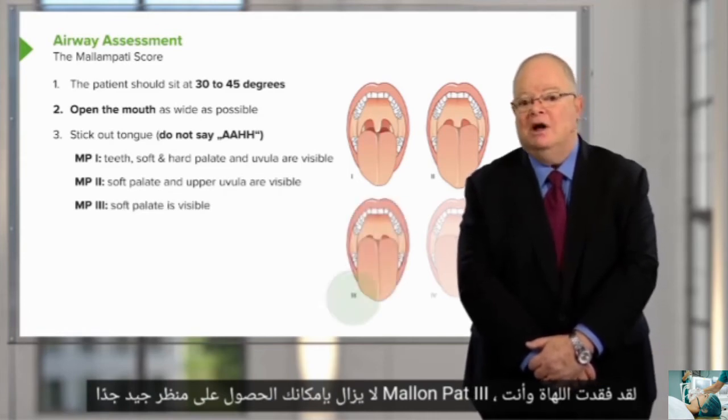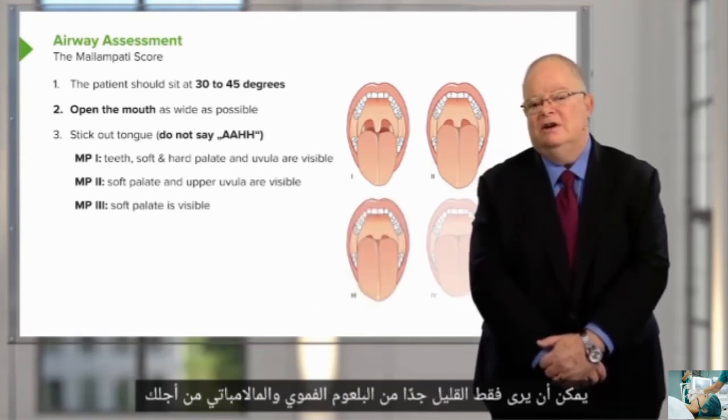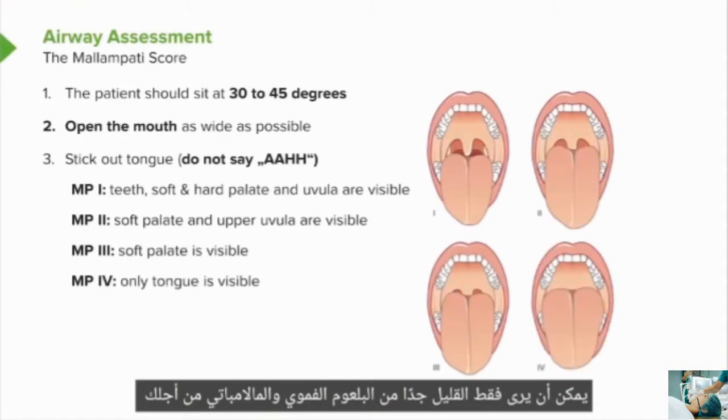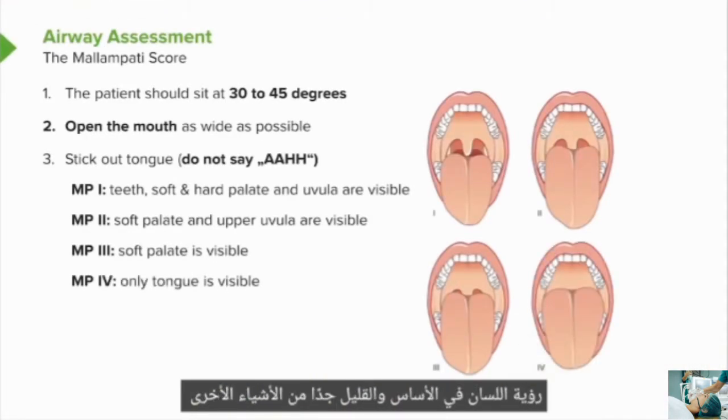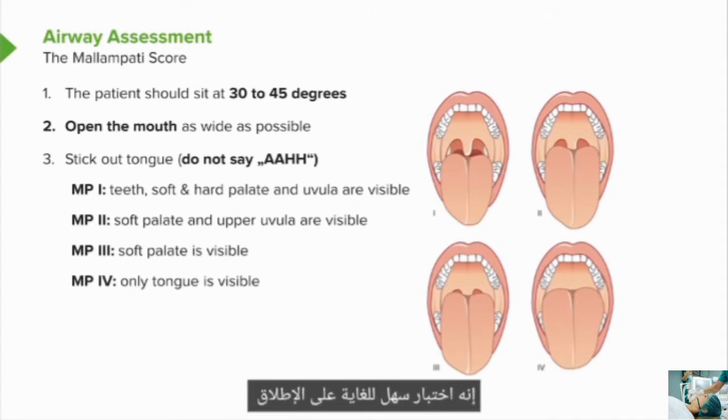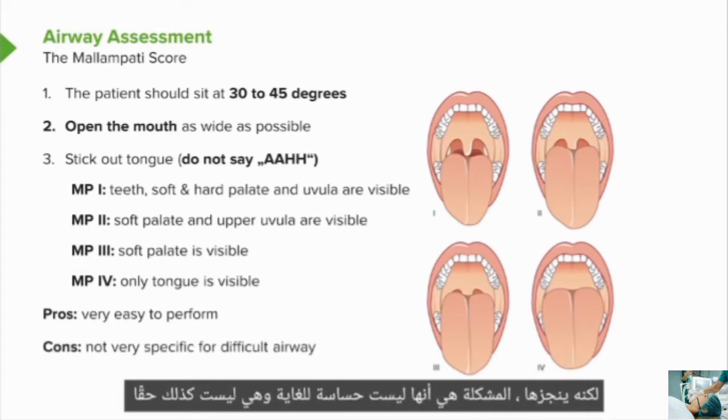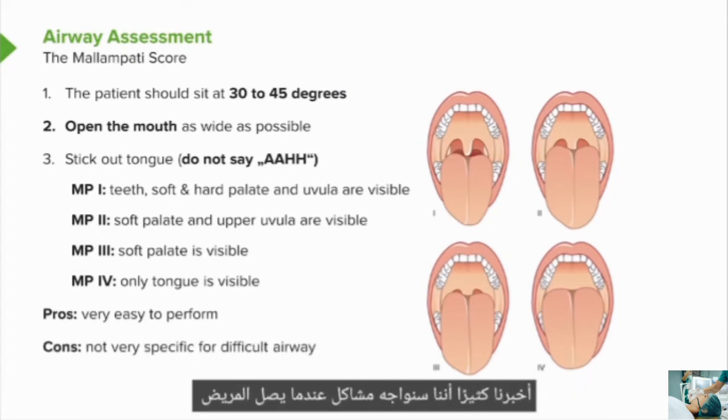Mallampati 3, you've lost the uvula, and you can only see perhaps just a tiny bit of the oropharynx. And Mallampati 4, you basically see tongue and very little else. It's an incredibly easy test to perform, and everybody gets it done. Problem is, it isn't very sensitive, and it doesn't really tell us very often that we're going to have problems.